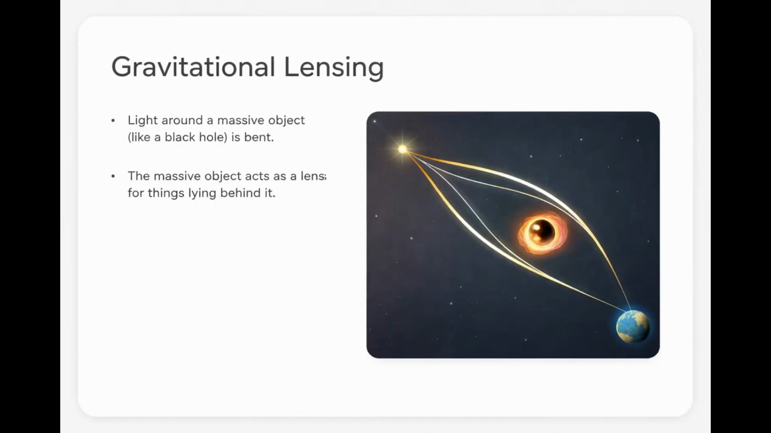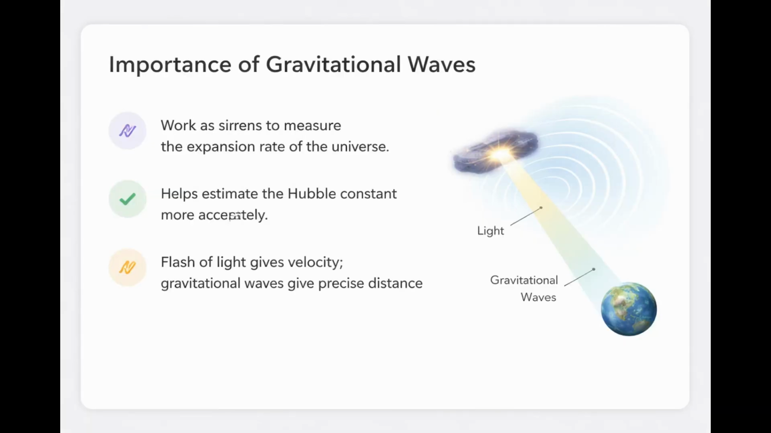A fascinating consequence of general relativity is gravitational lensing. Because massive objects warp spacetime, even light has to follow that curved path. When light from a distant galaxy passes near a massive object like a black hole, the light bends. The massive object acts like a giant magnifying glass or lens, allowing us to see things that are hidden directly behind it. Gravitational waves are not just a neat proof of Einstein's theories.